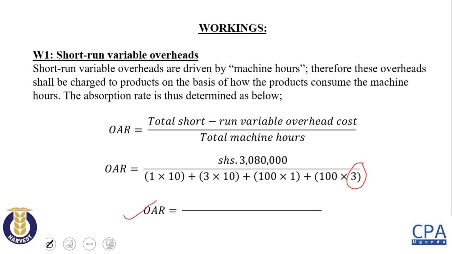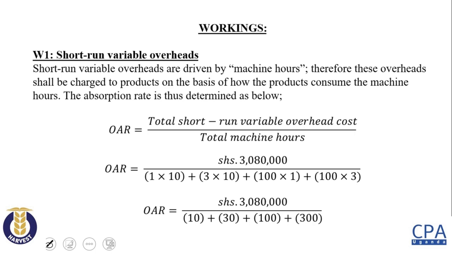So next, I'm going to simplify this equation here. Of course, the numerator will remain the same, that is the 3,080,000. So for the case of NOMI, the first one here, 1 times 10, that gives us a 10. Then next I add on star, so 3 times 10, that gives us a 30. Then I add on OMO, so 1 times 100, that is the 100. And then finally we have 3 times 100 for jig, which gives me 300 machine hours.